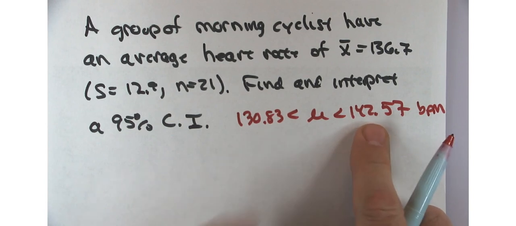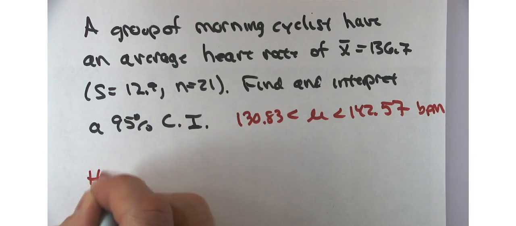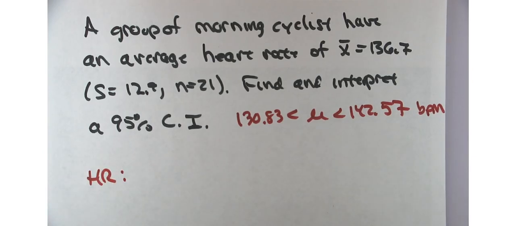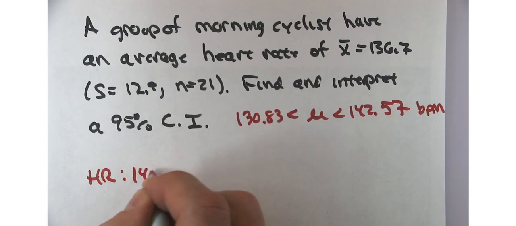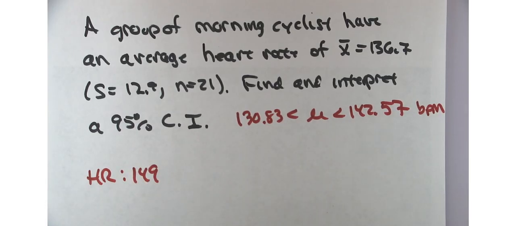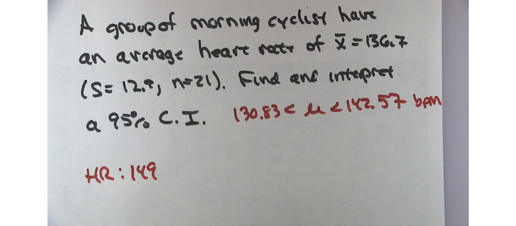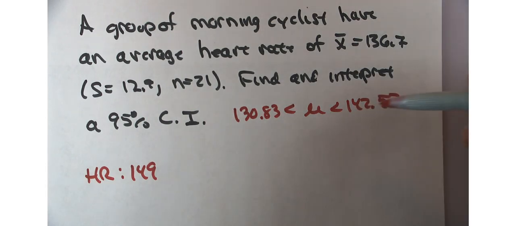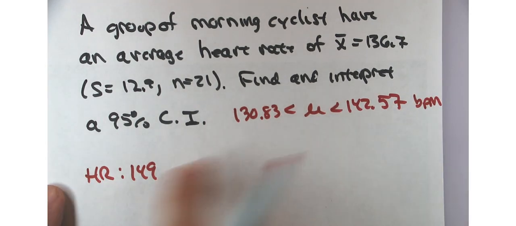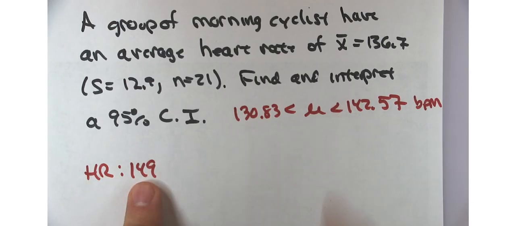But I do have kind of a follow-up question for you. Suppose in another workout, you find that your heart rate was 149. Does that mean that that ride was significantly harder than your usual ride? Why? It's outside your confidence interval, yeah. So if you were doing a hypothesis test, you could be rejecting depending on how things are set up there. But yeah, it definitely looks like it's harder than your usual one.